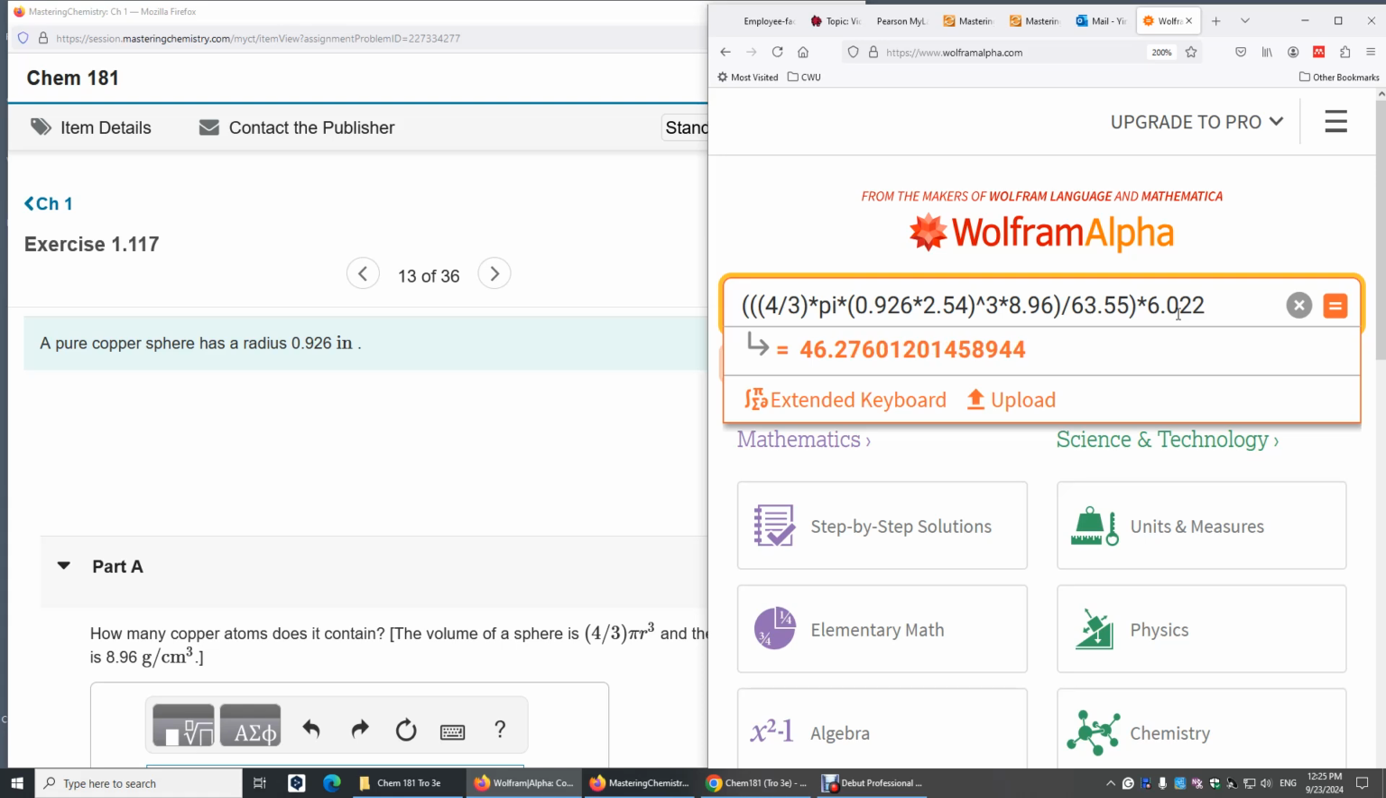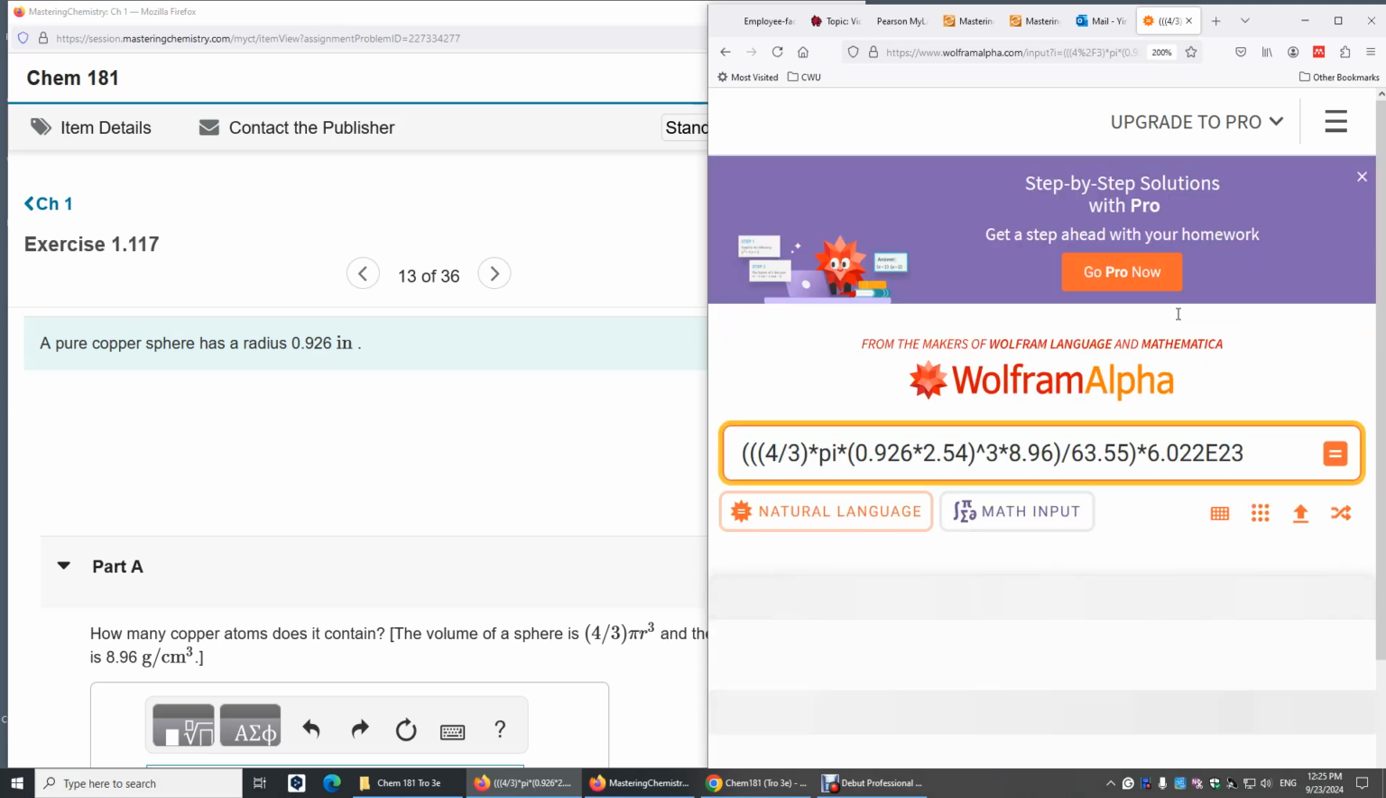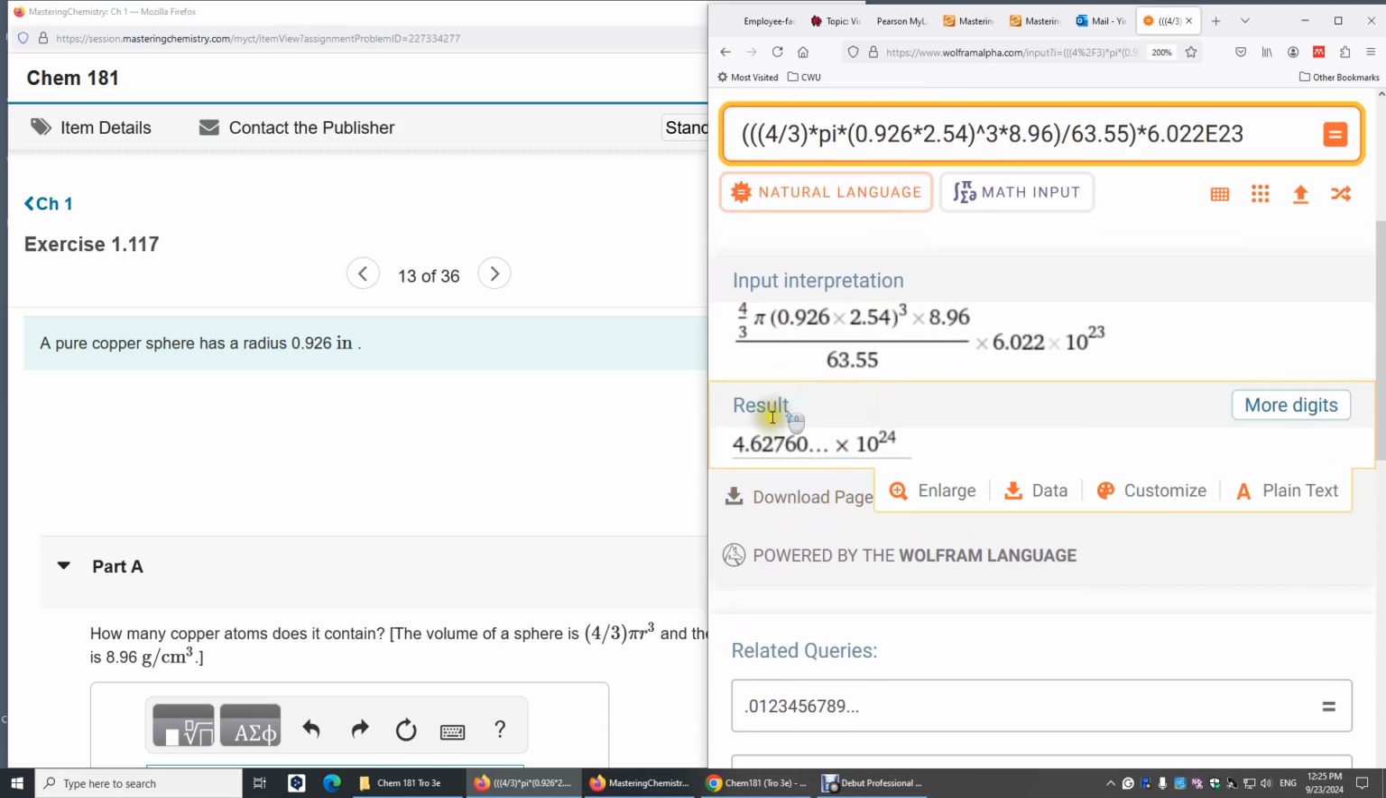You do need to know the Avogadro constant, which is 6.022 times e to the power of 23. Now we'll get the answer. It's 4.6 times 10 to the power of 24. Let's check the sig figures. We just did mostly multiplication and division, and we have three sig figures here, three sig figures here. So in the end, we need to keep three figures, 4.63 times 10 to the power of 24.